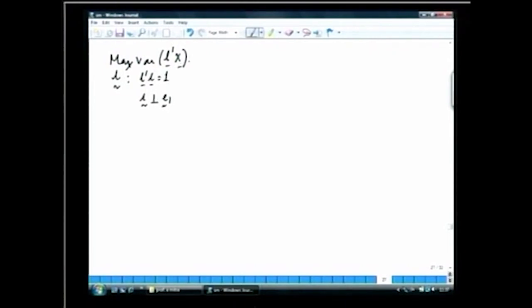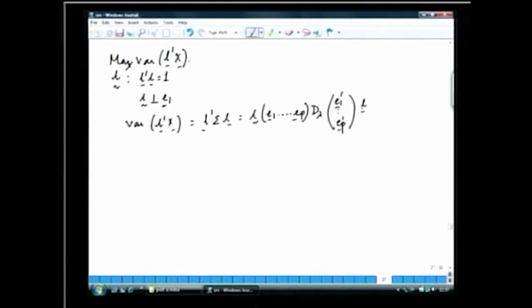We have variance of L prime x. This is nothing but L prime sigma L, and let us use the usual form of spectral decomposition. We have E1 to EP. This is how I am writing the matrix P. Then I have d lambda, and then P transpose, E1 transpose to EP transpose, with L in the end. This is L transpose. So, this is giving me L transpose.